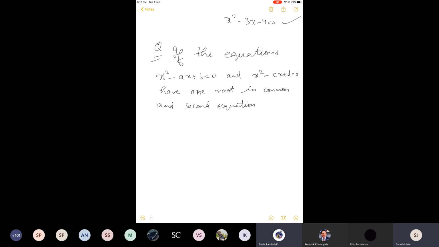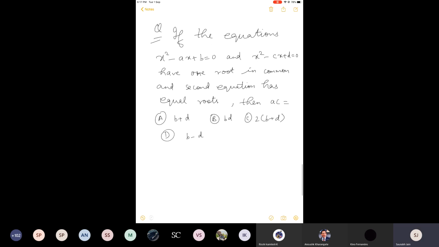So the equations have one root in common and the second equation has equal roots. Then AC equals. The options are: A option is B plus D, B option is B into D, C option is twice of B plus D, and D option is B minus D. This is the question.